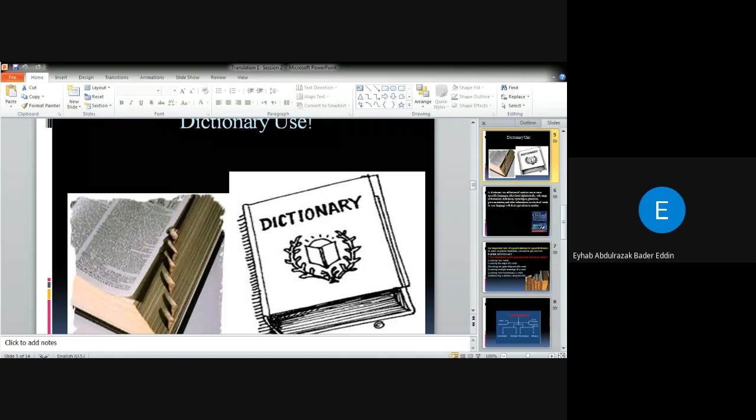So the dictionary is not made only to provide you with meanings of words. Please stop using the bilingual dictionaries or even the trilingual dictionaries. Most of you have this English-English-Arabic dictionary. This is not a good dictionary for people of your level.